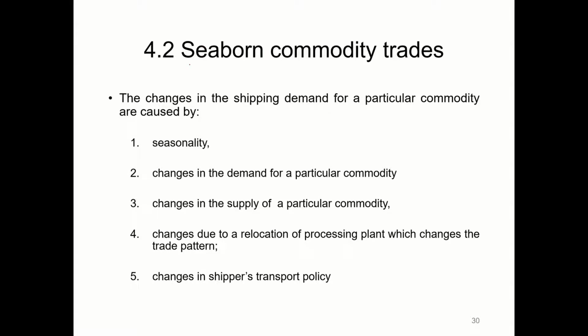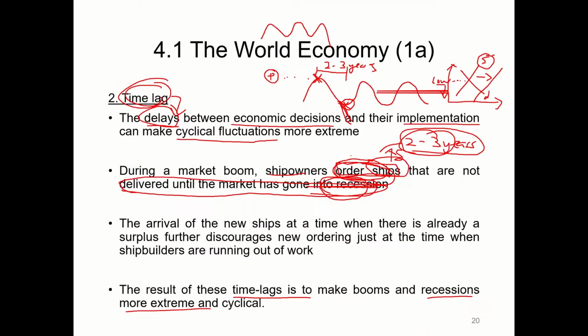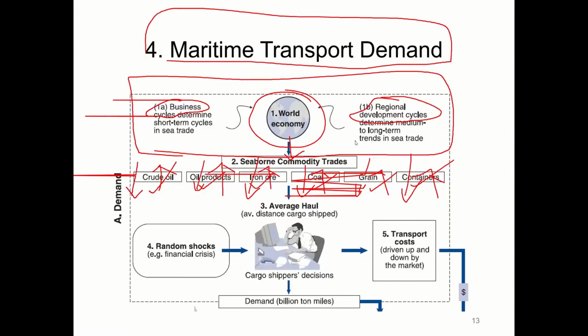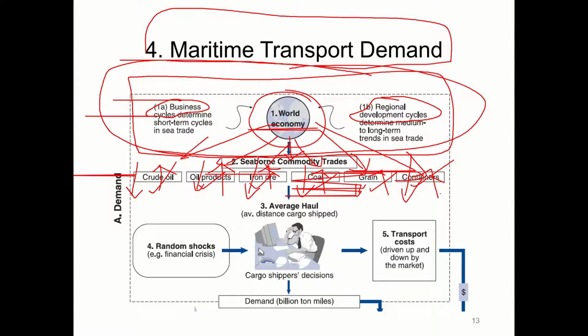Now we'll look at the seaborne commodity trades, which is the second factor influencing demand for maritime transport. If you refer back to this figure, we notice that the world economy will affect the demand for all types of commodity. Now we'll look at specific factors affecting a single type of commodity.